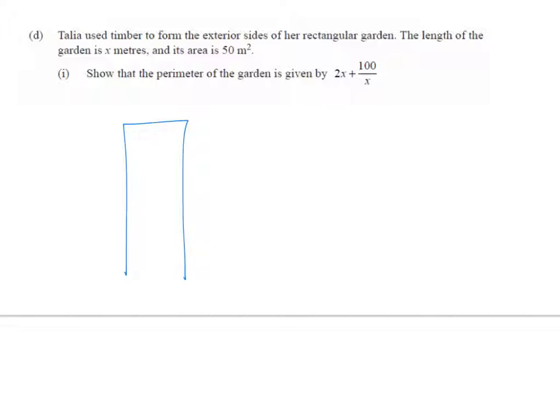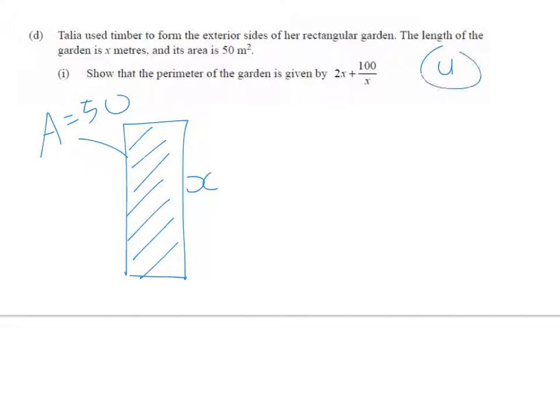So we'll start off by drawing the rectangular garden. The length of the garden is x metres, and its area is 50 square metres. This is an achieved part before we get on to a harder one. Show that the perimeter of the garden is given by this expression here.